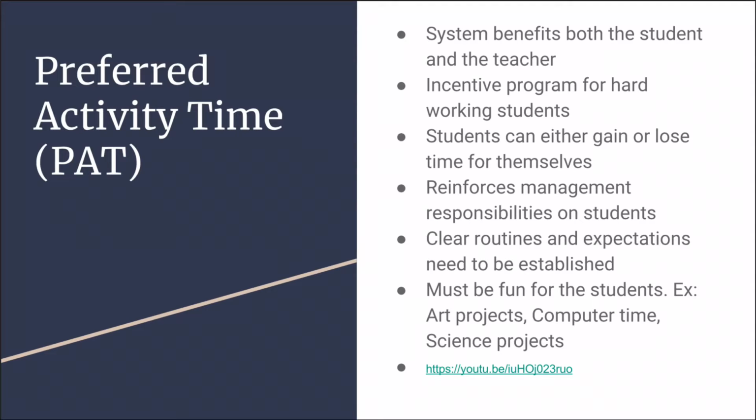Essentially, what happens during this time is the teacher manages the students by watching what they do. If they do well with something, they get points or time points, where they get to do whatever they want. Some examples of things they can do are art projects, computer time, or science projects.